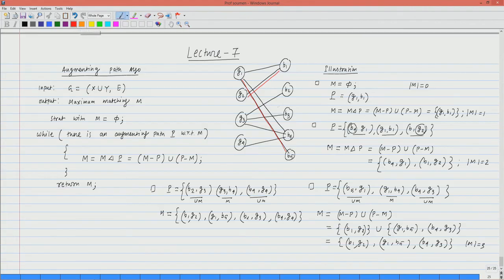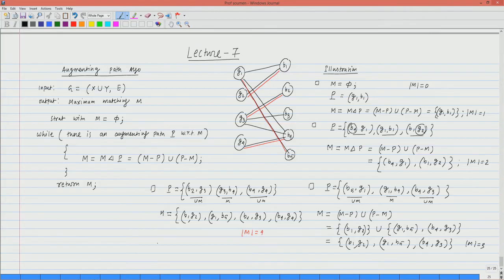Now, B2G3 is the new matching, and B4G4 is another new matching edge. So, the cardinality of M at this moment is equal to 4, but that is not the stopping criteria. Now, you try to find an augmenting path with respect to this matching. You can check that you will not find an augmenting path with respect to this matching.